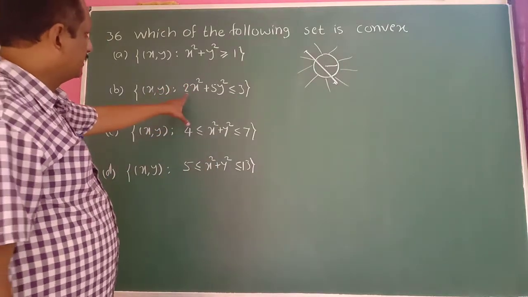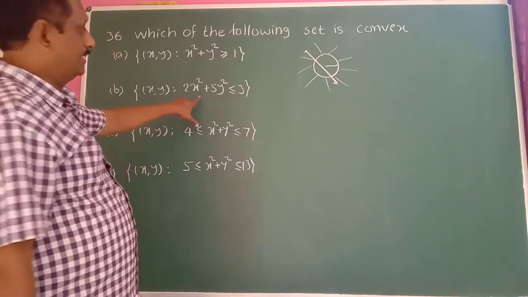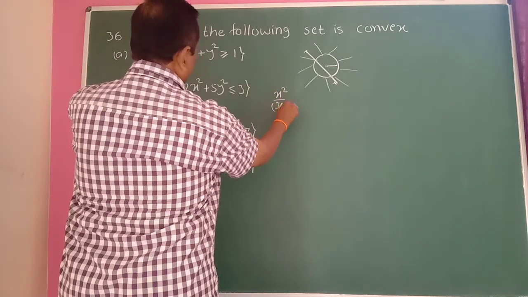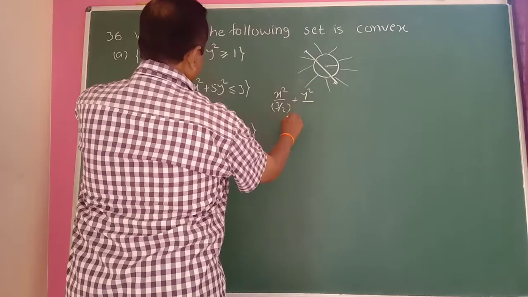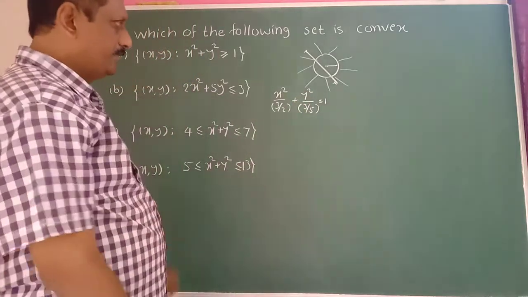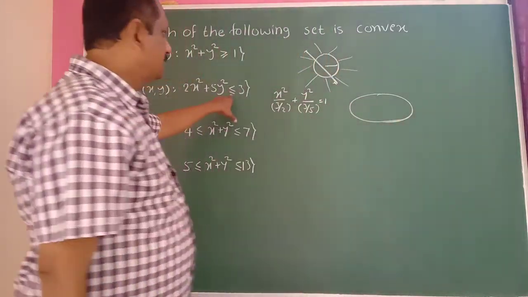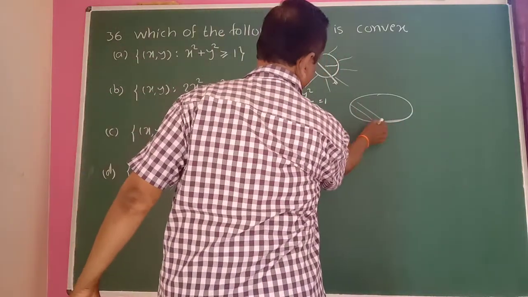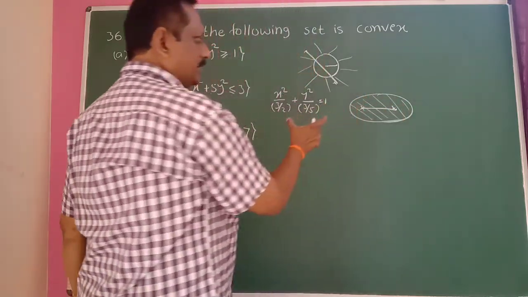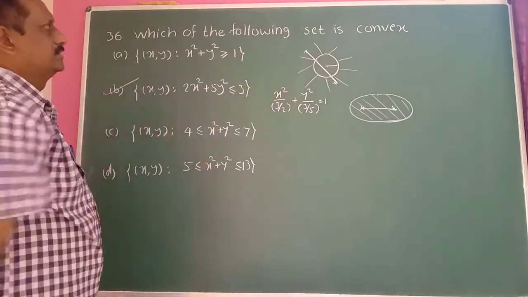In the second case, 2x squared plus 5y squared is less than or equal to 3. It is the equation of an ellipse, so x squared divided by 3 by 2, plus y squared divided by 3 by 5, is equal to 1. Therefore this is an ellipse, and here it is less than, which means this region. If you choose any two points, the complete line lies inside that shaded region. Hence it is a convex set.